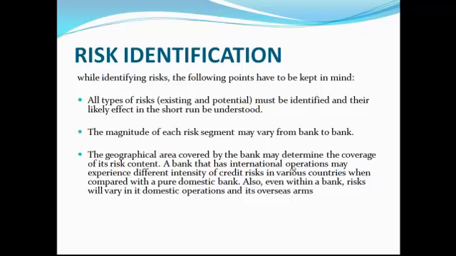While identifying risk, the following points have to be kept in mind. All types of risk, existing and potential, must be identified and their likely effect in the short run understood. The magnitude of each risk segment may vary from bank to bank. The geographical area covered by the bank may determine the coverage of its risk content. A bank that has international operations may experience different intensity of credit risk in various countries when compared with a purely domestic bank. Also, even within a bank, risk will vary between its domestic operation and its overseas arms.